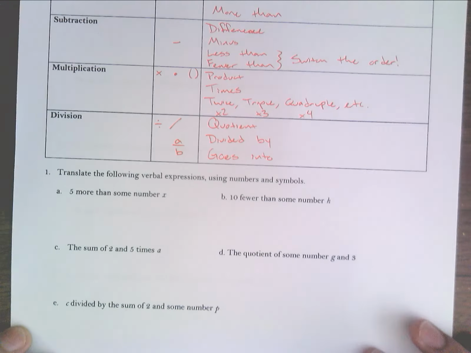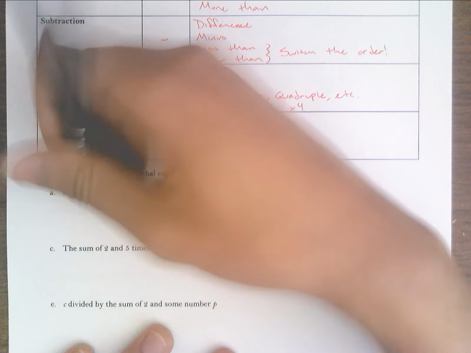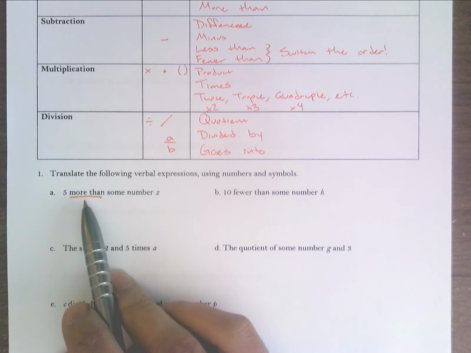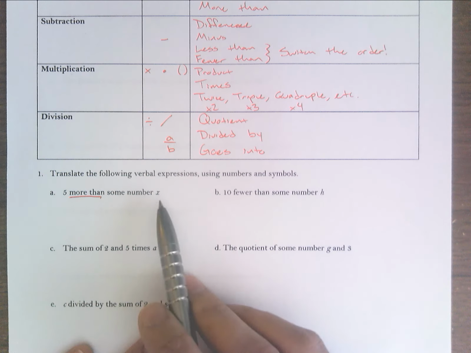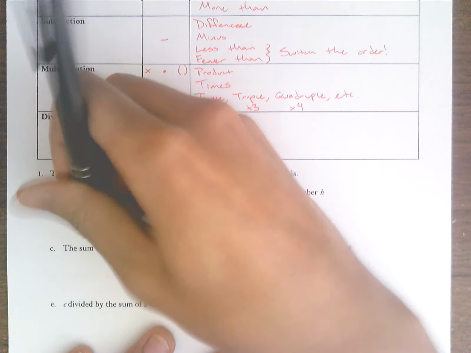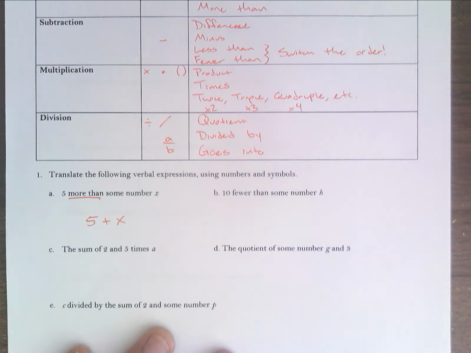This first one, we have 5 more than some number x. So here I see that we have more than. So that tells me addition. So I'm seeing 5 plus some number x. Well, that's some number, that's our variable x. So we have 5 plus x. And now we have an algebraic expression.